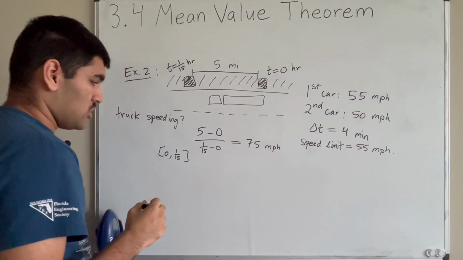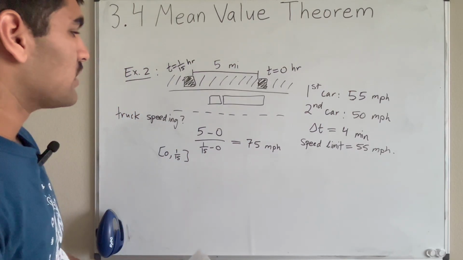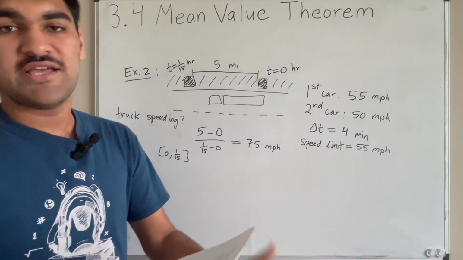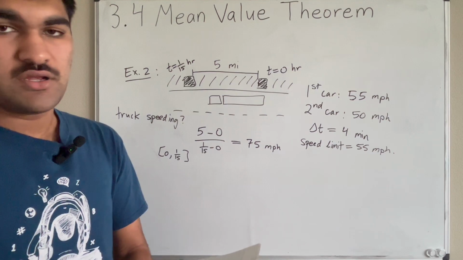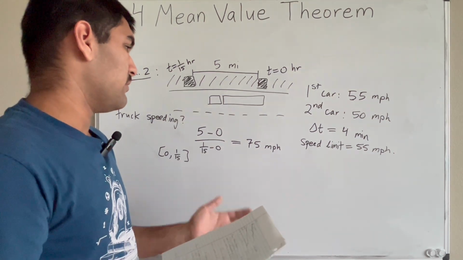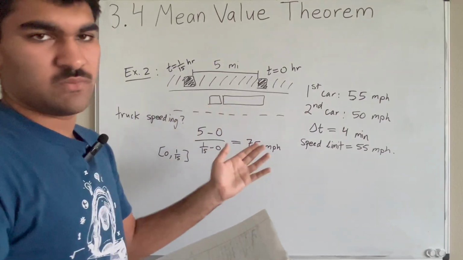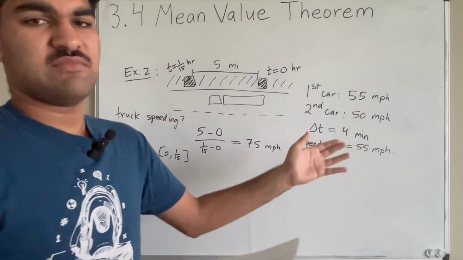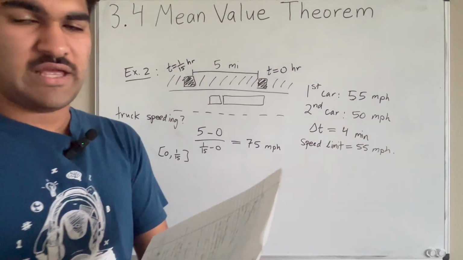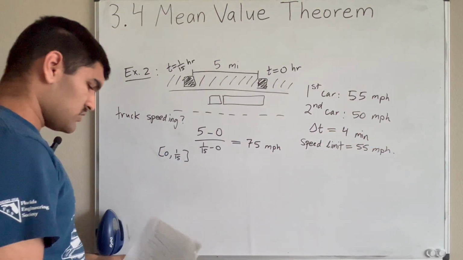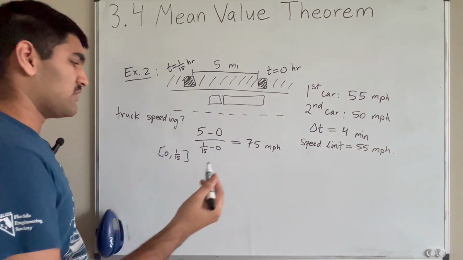All right, so because our velocity function of the truck is a continuous and differentiable function, we can apply the mean value theorem. The reason it's continuous and differentiable is because it doesn't automatically jump from like 50 to 70 miles per hour, right? It's like a continuum. It slowly accelerates up there. All right, so that's why this is a continuous and differentiable function. So we can apply the mean value theorem.